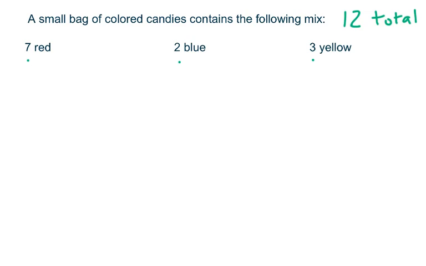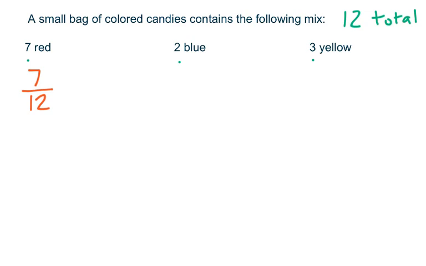What we want to do when we create a pie chart is show the proportion of each of these colors compared to the total. So that's how we're going to determine the number of degrees to give each color in our pie chart. Let's set this up with red first. So I have 7 red candies out of the 12 candies that are in the bag. So 7 out of 12 of them are red. 7/12 of them are red. So we want 7/12 of our pie chart to be given to red.